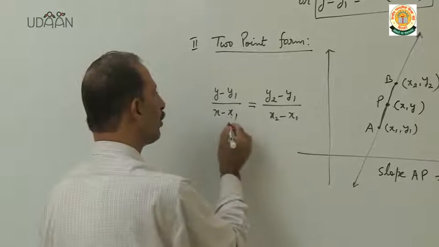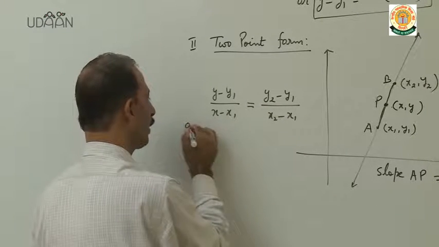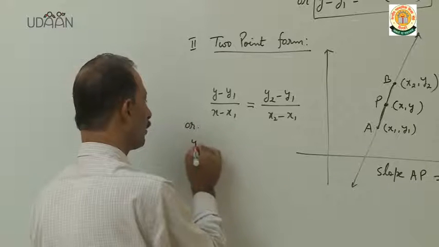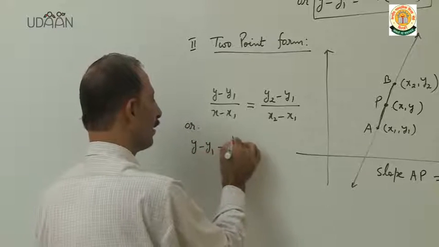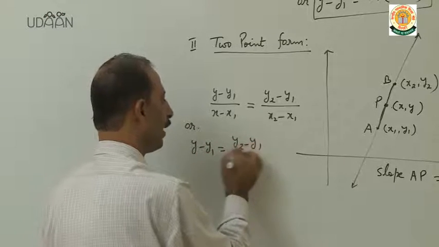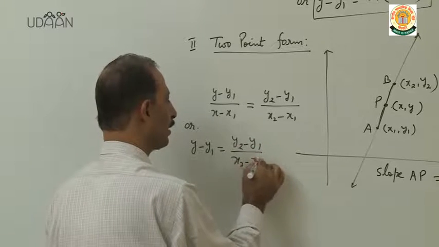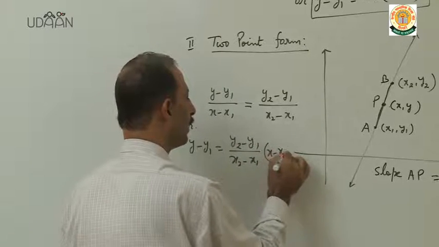So you will get the equation of a line from here as it is, or simplify this, you will get it like that: y2 minus y1 upon x2 minus x1 into x minus x1.